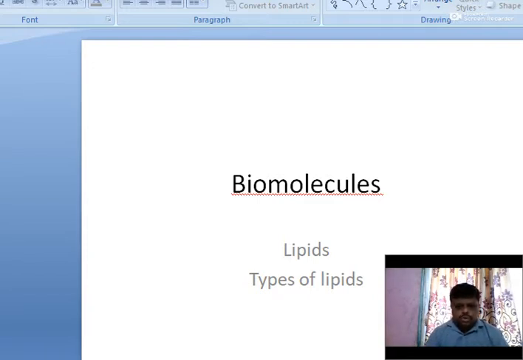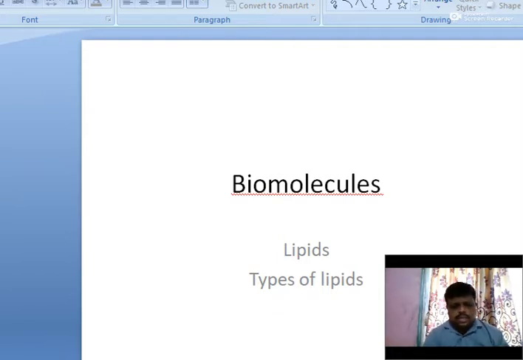Hello students, today you are going to study biomolecules, like the lipids, proteins and the carbohydrates. In class you have studied carbohydrates and the classification of the carbohydrates. Let us see the lipids as a biomolecule in the online classes. Let us see what is lipid and the types of lipids. So today's lecture is regarding lipid and the types of lipid.